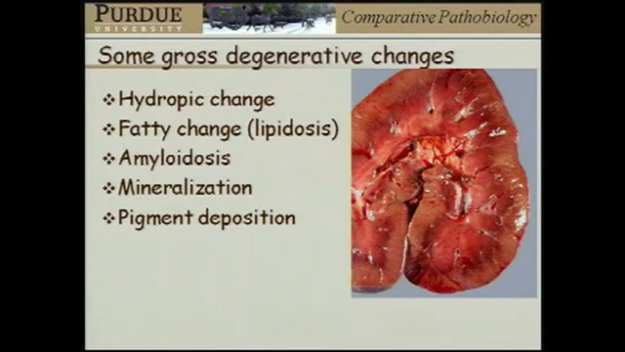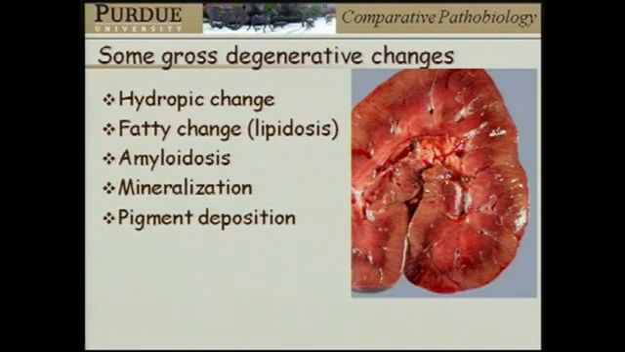So now we will get into looking at a few pictures and examples of degenerative changes. And we will look at hydropic change, fatty change, amyloidosis, mineralization, and pigment deposition as examples of gross degenerative changes.